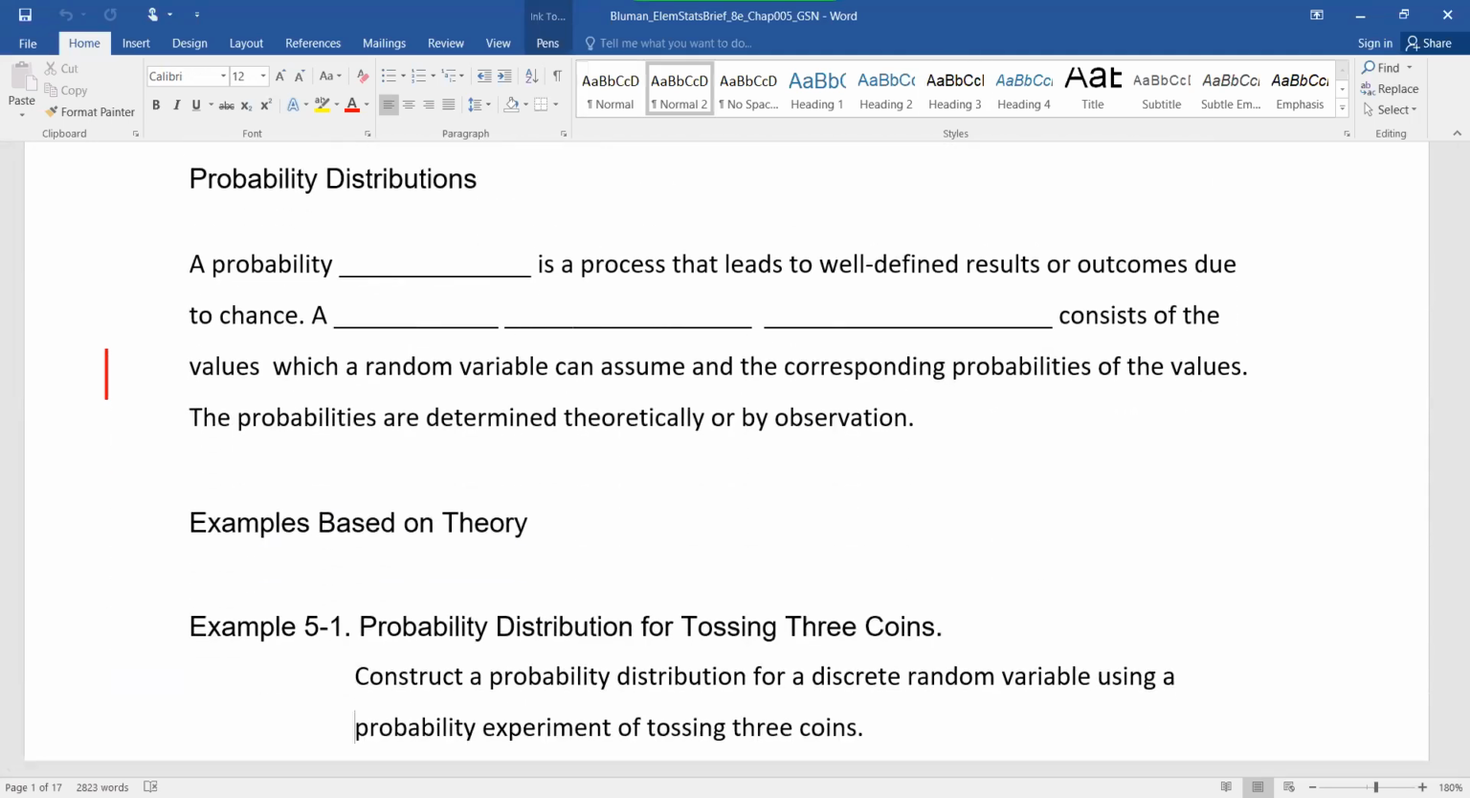All right, so probability distributions. A probability distribution is a process that leads to well-defined results or outcomes due to chance. A discrete probability distribution consists of the values which a random variable can assume and the corresponding probabilities of the values. And the probabilities are determined theoretically or by observation. So what basically should happen or what do we see happen, right? So no subjectiveness.